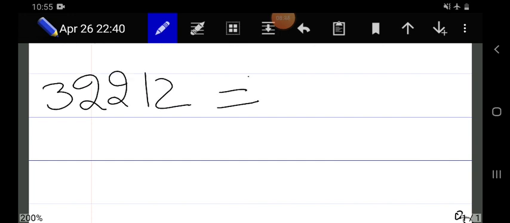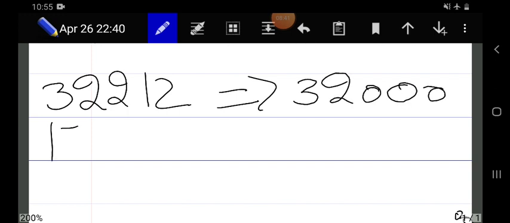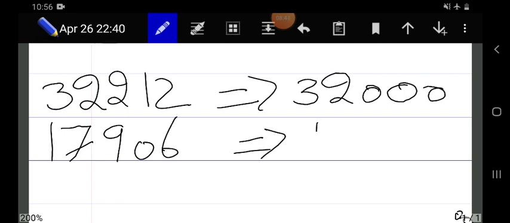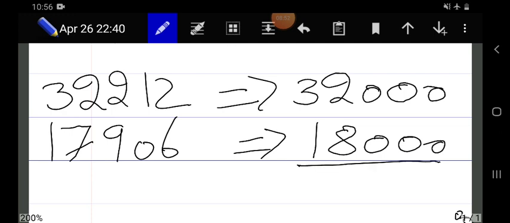So the first estimation, 32,212 became 32,000, and 17,906 became 18,000. Now you have to find out the difference by subtraction.